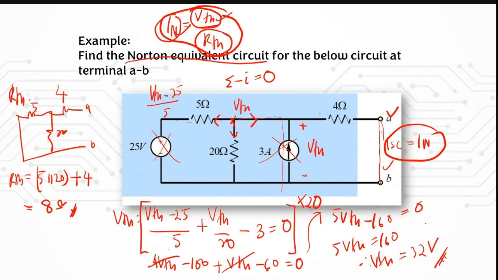All right, so we already have the values for RTH and VTH. Now we can calculate our IN, where IN is equal to VTH over RTH, where we can get the value.